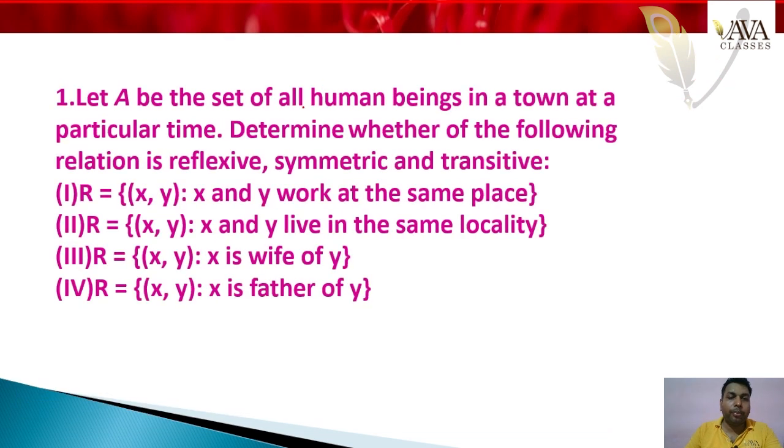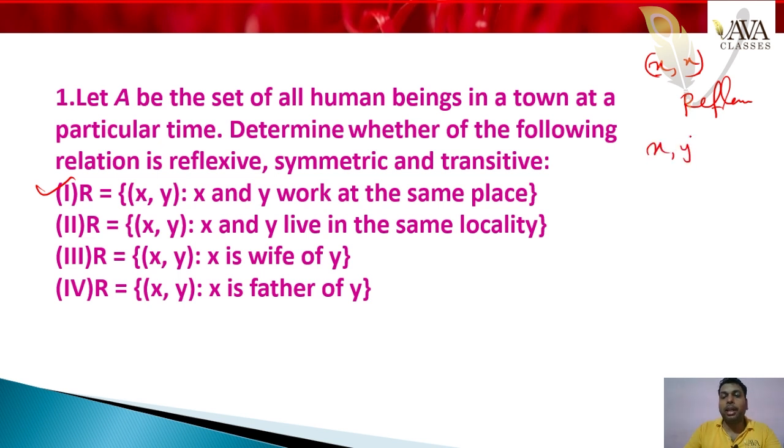Now we'll solve some important questions. Let A be the set of all human beings in a town at a particular time. Determine whether the following relation is reflexive, symmetric, and transitive. R equals the ordered pair (x, y) such that x and y work at the same place. x is related to x because x and x work at the same place, so it is reflexive.